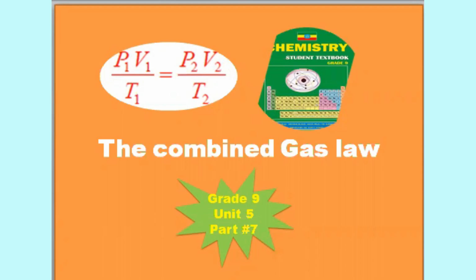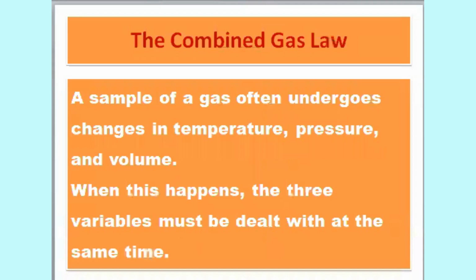Today I will present the combined gas law, chemistry grade 9, unit 5, part 7 for our discussion. A sample of a gas often undergoes changes in temperature, pressure, and volume. When this happens, the three variables must be dealt with at the same time.